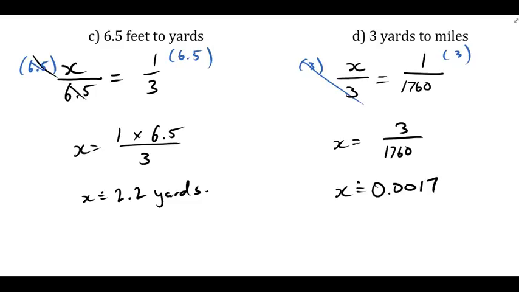Yep. So 3 yards is about how long? Like from the edge of this desk to the edge of that desk. Is that even close to 1 mile? No, miles are long. So it's 0.0017 of a mile. It's a tiny, tiny, tiny little bit of a mile. That makes sense, right? And you can think about that. Should the number be getting bigger or should it be getting smaller? What if it was 3 miles to yards? Well, then you would have a whole bunch of yards, because you need a whole bunch of yards to fit into 3 miles, right? Think about those sizes because that will help you understand it.